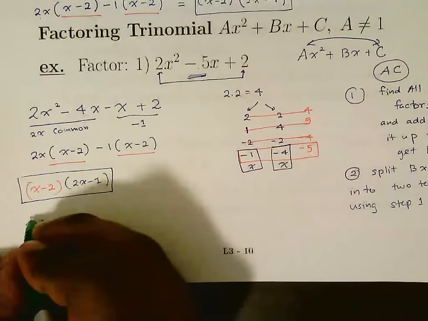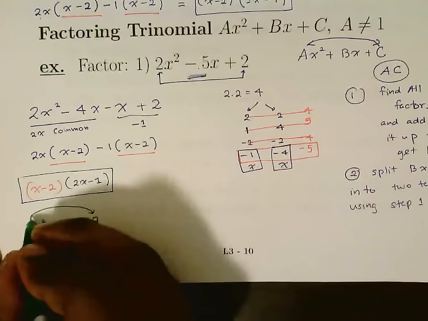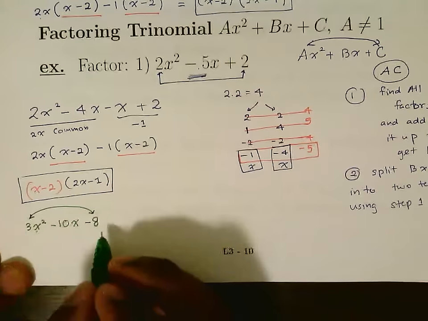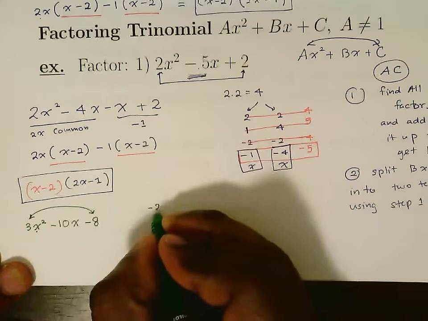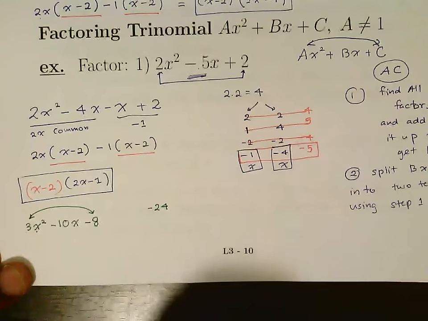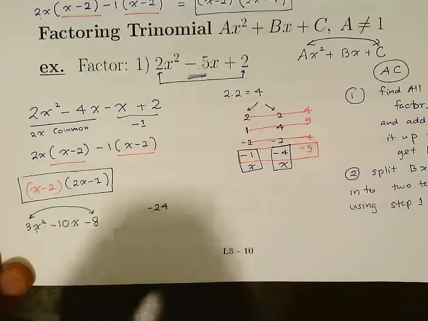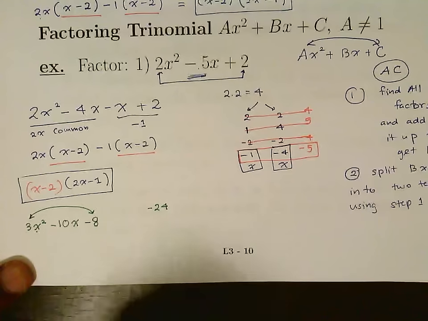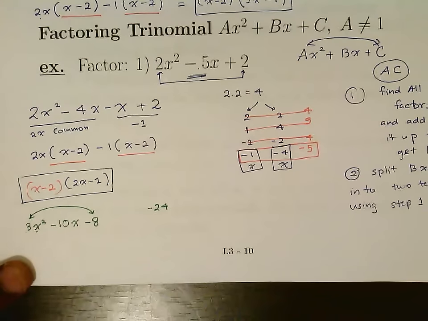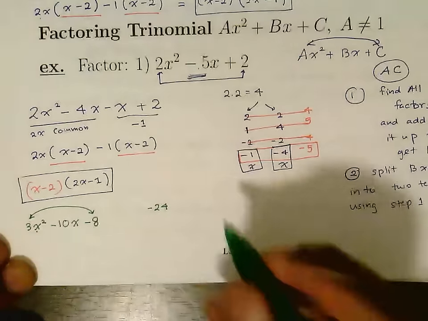First of all, you will multiply these two numbers, and what do you get? 3 times -8 is -24. Now you should understand that in order to get -24 by multiplying, one of the factors should be negative. Okay, so let's think about factors of -24.